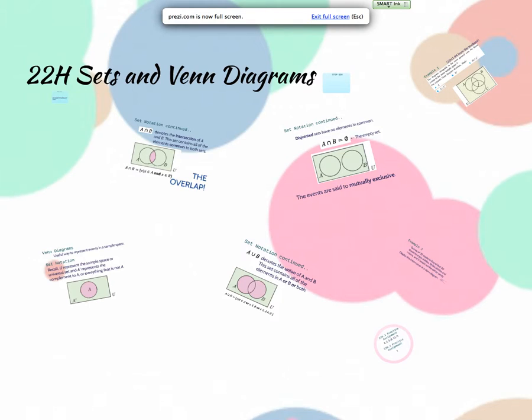So 22H is all about sets and Venn diagrams. Do you guys have some idea of what a Venn diagram is? Has anyone ever used a Venn diagram before? Like when?